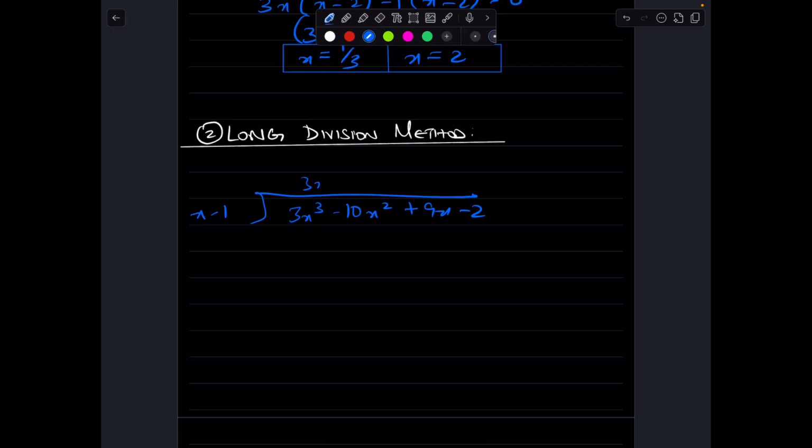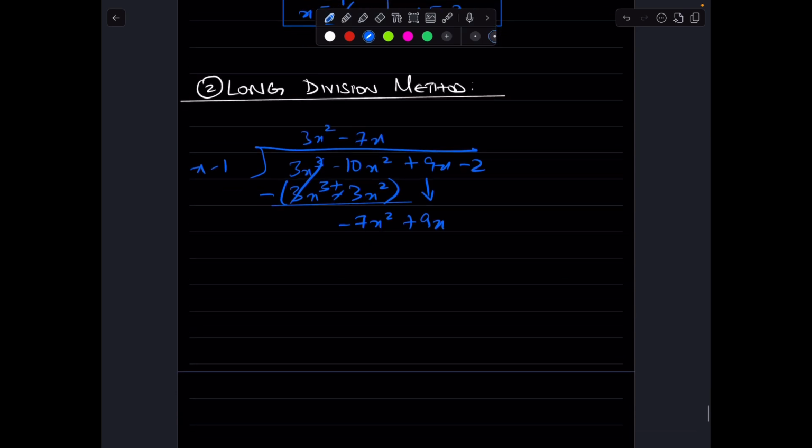We have 3x squared here. We have 3x cubed minus 3x squared. We subtract the whole thing, change the sign. We have a minus 7x squared here. Bring the plus 9x down and write minus 7x in the quotient. And we have a minus 7x squared plus 7x here.